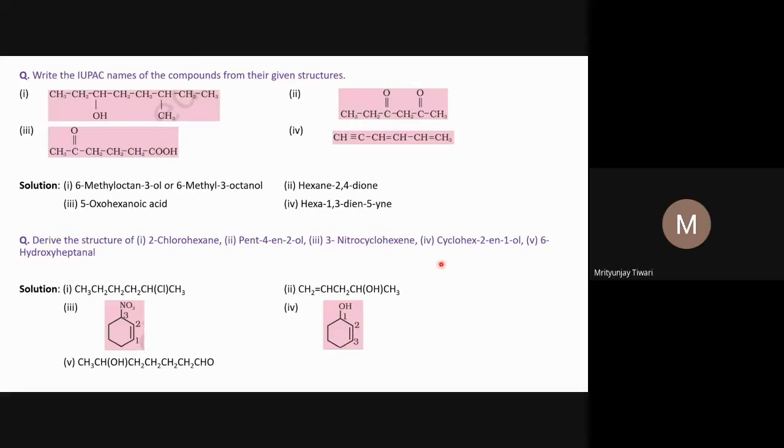We will write first five carbon atoms, then we will do numbering. We will write number 1, 2, 3, 4. And suppose we have done the numbering from left to right. So 1, 2, 3, 4, 5. So at the fourth position, we have to put a double bond.